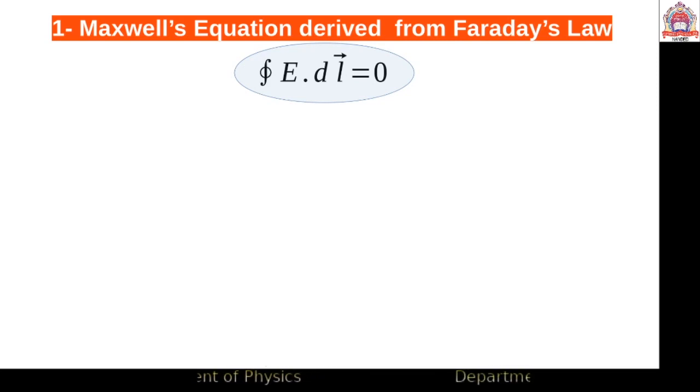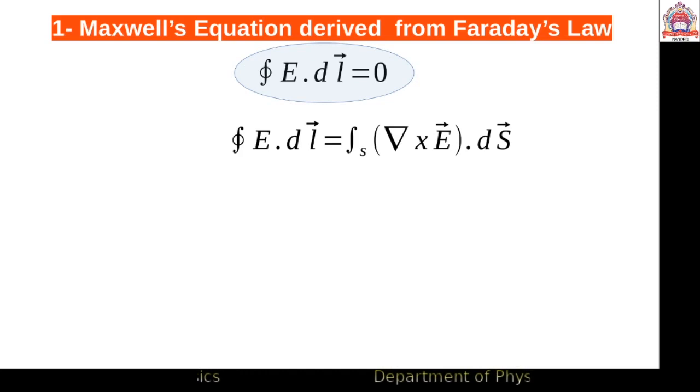As we know, the capital E is the intensity of the electric field associated with the induced EMF. Therefore, by equating the first equation and the second equation, we get the closed line integral of E dot dl is equal to 0. Now using Stokes theorem, which is used to convert the closed line integral into a surface integral, we get the closed integral of E dL is equal to the surface integral of del cross E dot dS.